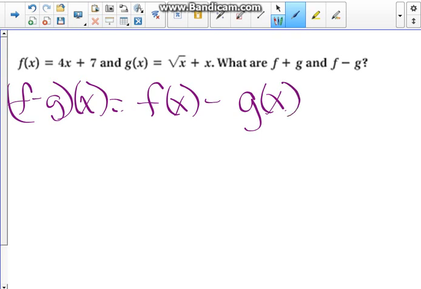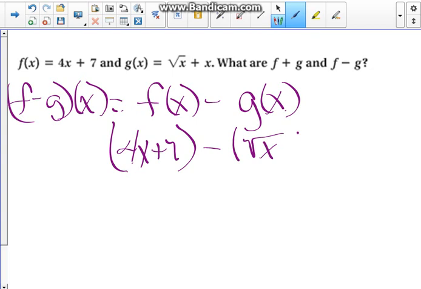And the order matters here. So whatever order they are to begin with, keep everything in that order throughout this equation. So now we're going to get our f of x, which was 4x plus 7. Put each function in parentheses, and that will help you keep everything straight, minus our g of x, which is radical x plus x.